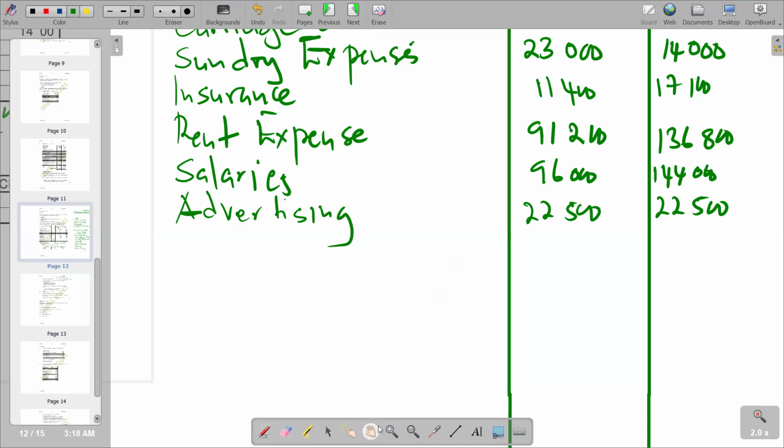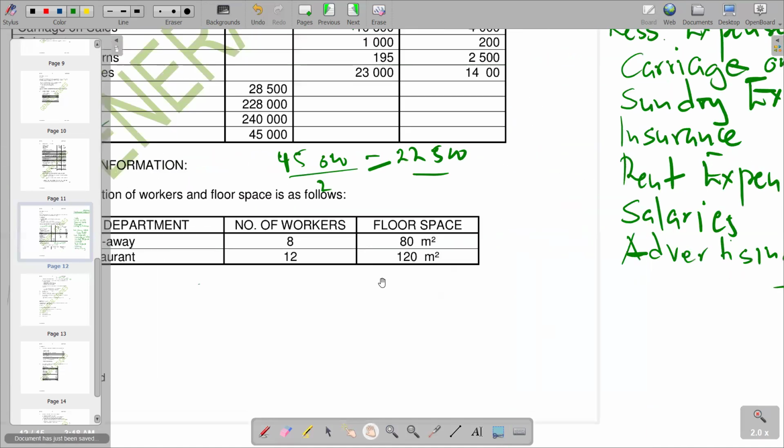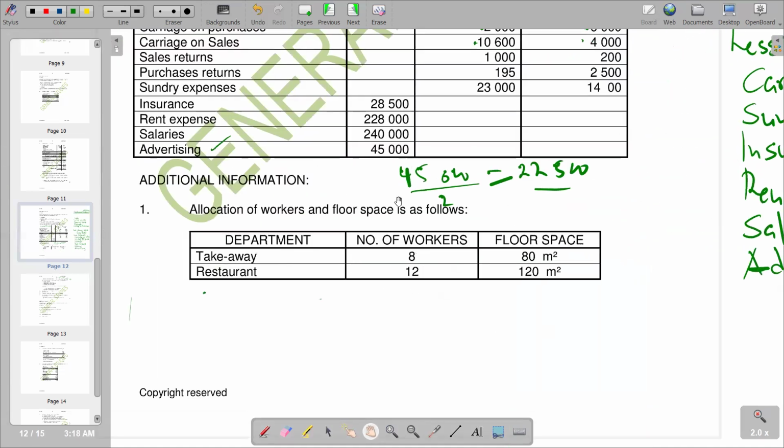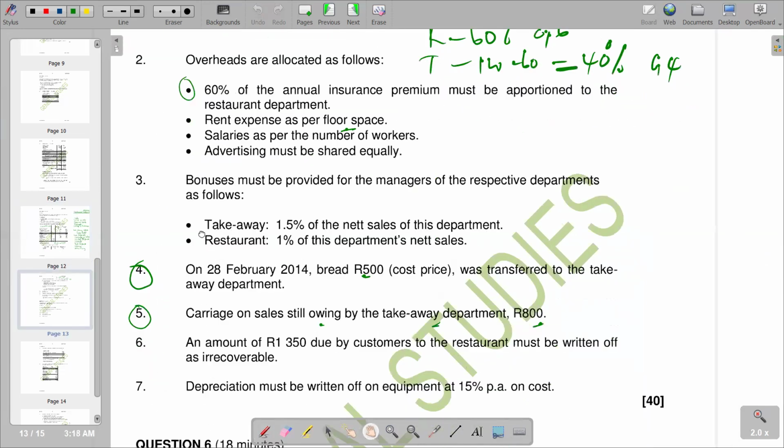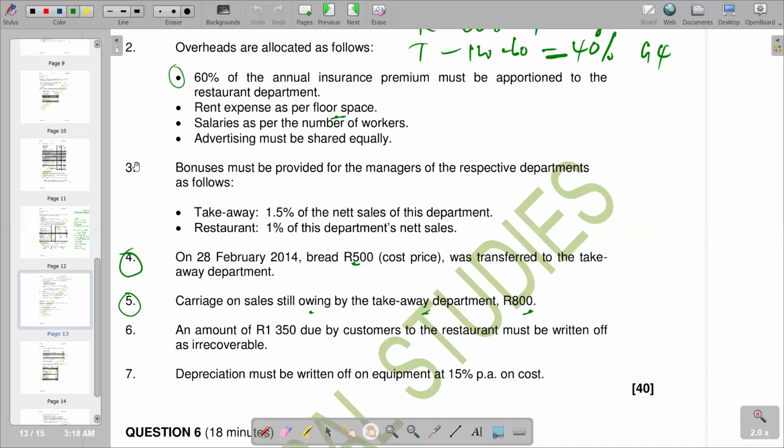So after advertising, we also check if we have anything in the list of balances. See that advertising is the last item. So obviously we go to additional information to check any other additional expense that is not listed in the list of balances there. We see that we've got bonuses, which is saying bonuses must be provided only for the managers for the respective department as follows. Takeaway 1.5% of the net sales of this department, and then restaurant, we've got 1% of this department's net sales. So basically, we have our percentages, 1.5 for takeaway.